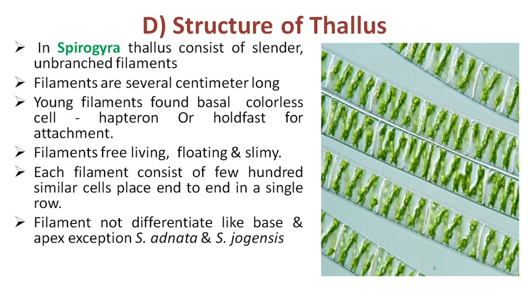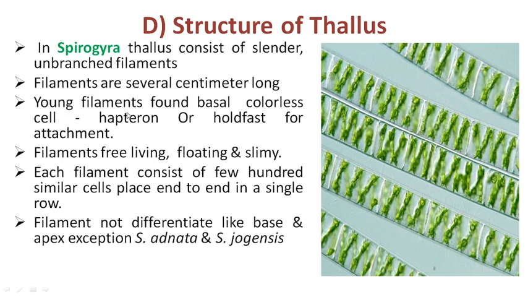Then next I am focusing on the structure of the thallus. In Spirogyra, the plant body is a thallus, consisting of slender unbranched filaments. Students, see in the diagram, these are the unbranched long intact filaments. This is one cell placed above, another cell, and there is the formation of a very long unbranched filament. So the thallus is a filamentous thallus consisting of slender unbranched filaments. The filaments or threads are several centimeters long.